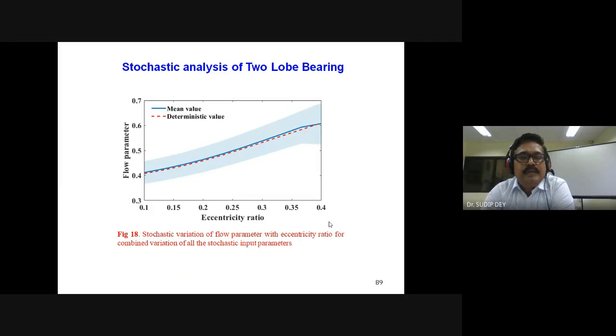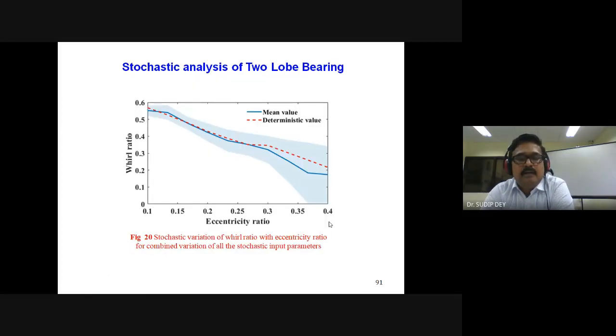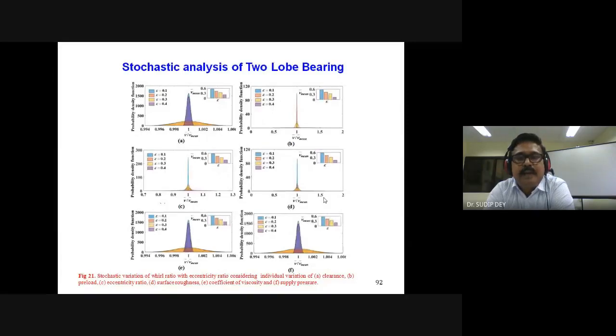Now in a similar way we can get the flow parameters, how it is changing, and similarly the other individual variations. You will see that for individual variation the change is not too much, but if you consider the combined variation, it will be much higher. Now this is for the wall ratio, how it is changing, and all these results are already published in our published work for the two lobe bearing.